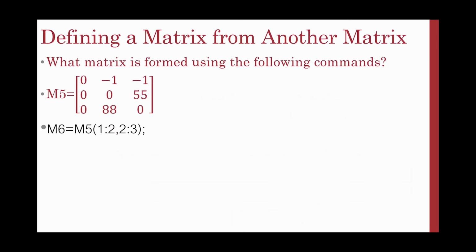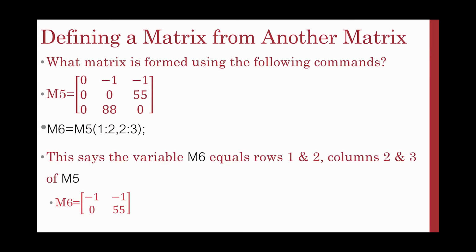You can define a matrix from a previously defined matrix. So again, if I have my matrix M5 defined as shown, and I say M6 is equal to M5 of 1, 2, 2, 3, that's going to create matrix M6 of rows 1 and 2, columns 2 and 3. So M6 is going to consist of minus 1, 0, 55.